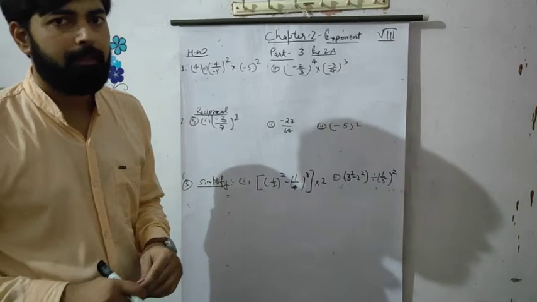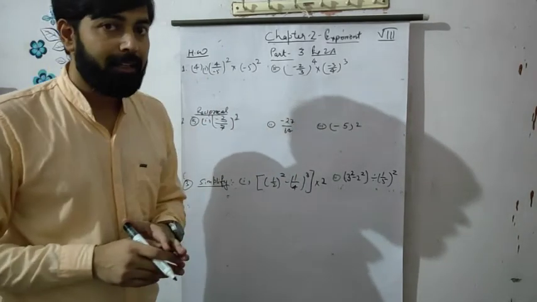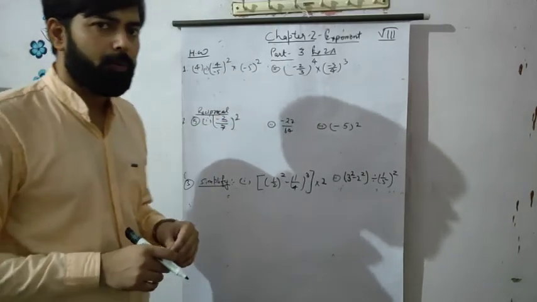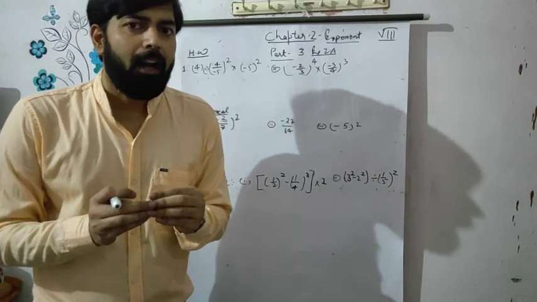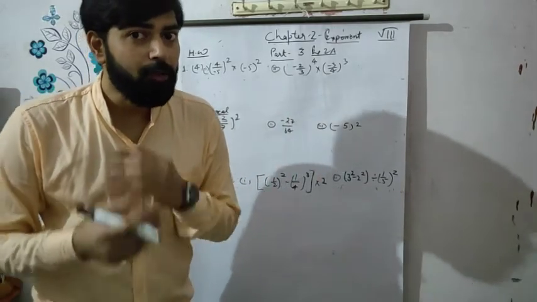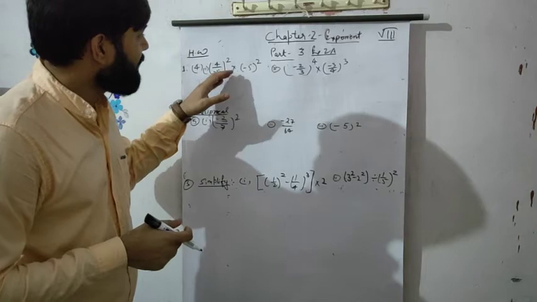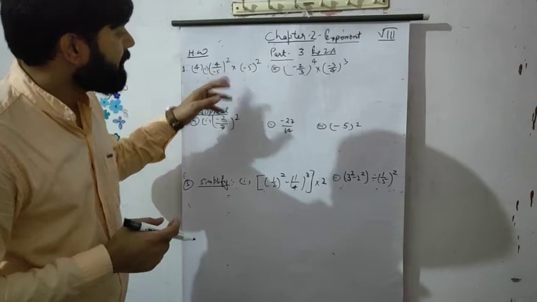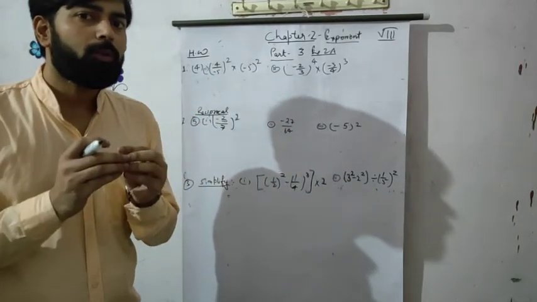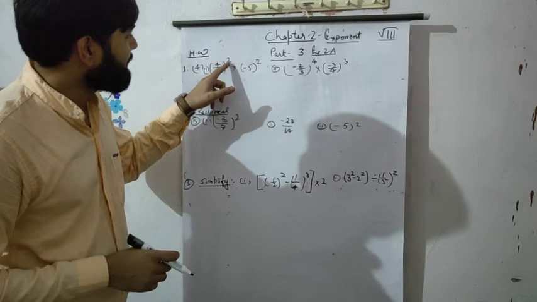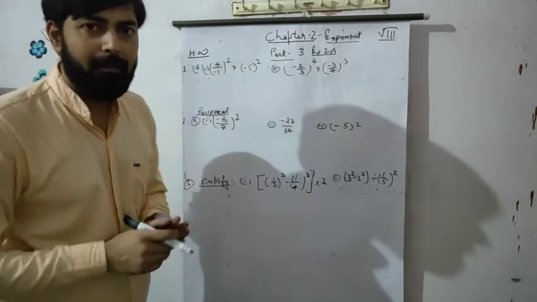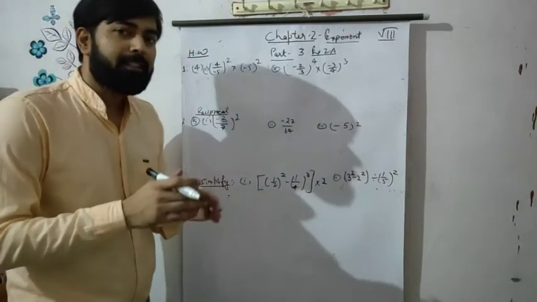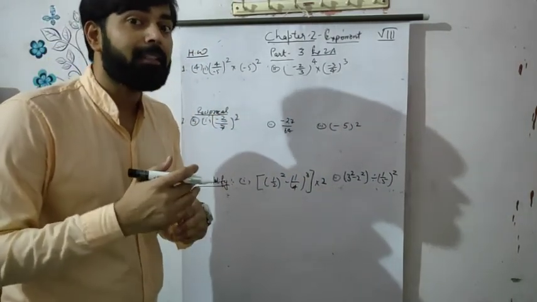First question is (4/-5) raised to the power 2 multiplied by (-5) raised to the power 2. You know very well how we can solve this type of question. This is the exponential form. In exponential form, we have two parts: this is the base and this is the power. And we solve according to the power. Means first we expand the numbers according to the power.